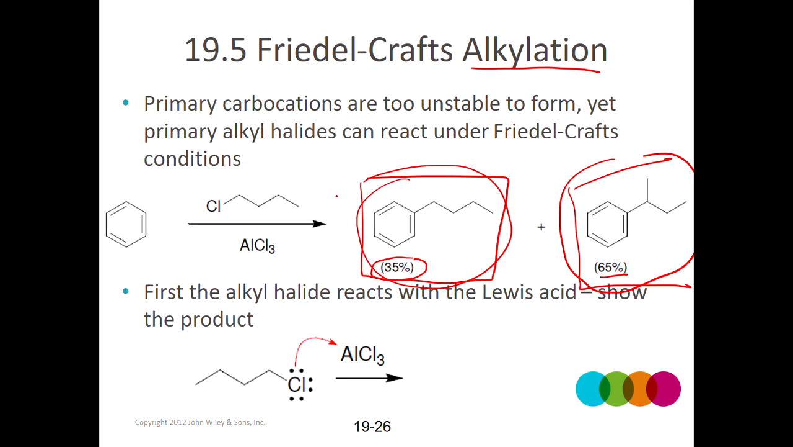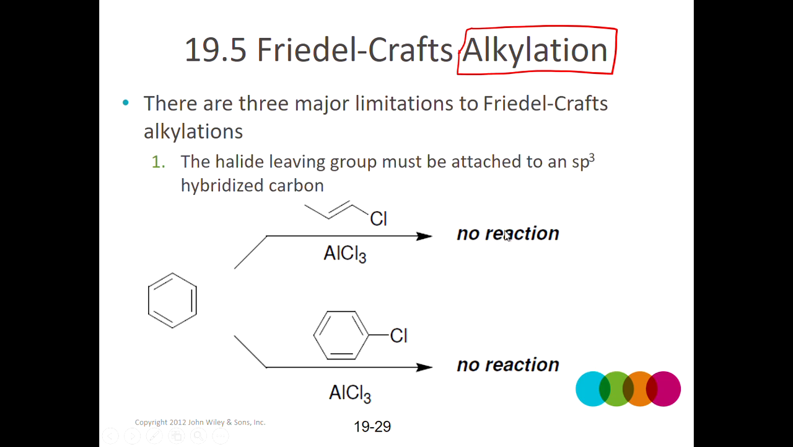And as we just said, when my leaving group's on a primary carbon, I get a mixture of products, and that's a mess. I have to try to clean that up and isolate the one I'm interested in. And either one I don't get a very good yield of because they're both not very high yields. So that's one limitation. Another limitation, I can't connect groups to the ring that are sp2.